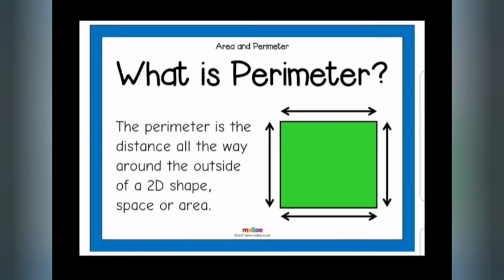Before answering the question, it's always important to pick out the keywords or any important information that they've given you in the exam paper. The first keyword I can see is perimeter. So what is a perimeter? The perimeter is the distance all the way around the outside of a 2D shape, space, or area.